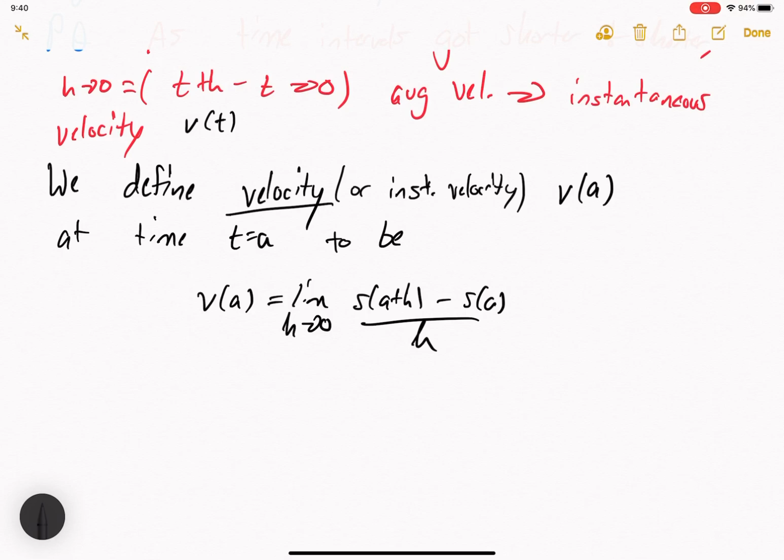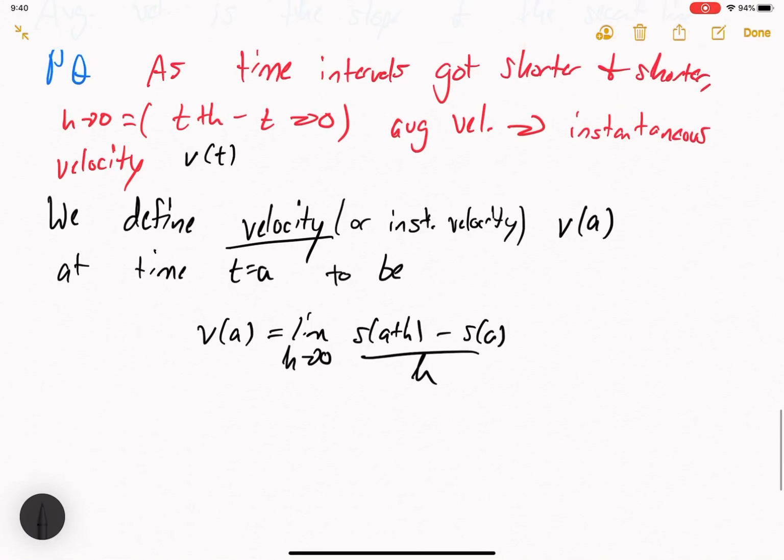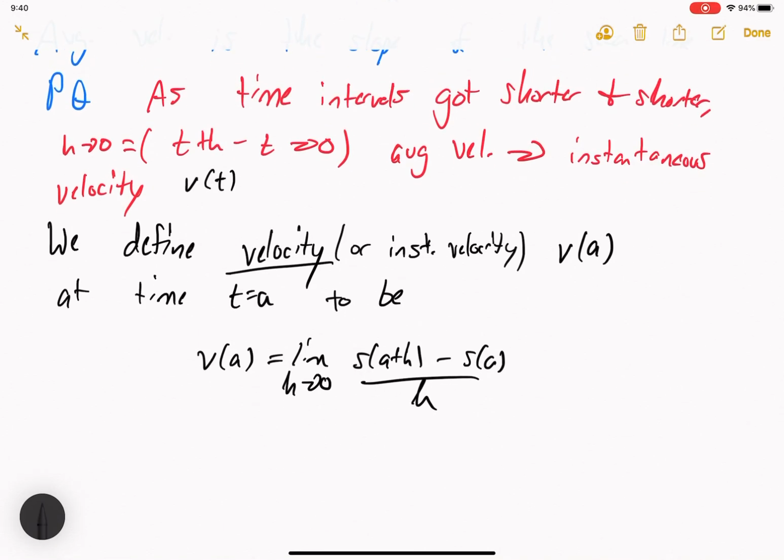So remember, when I was looking through the notes, they were using two different kinds of notation. Either s is equal to s of t, or it's equal to f of t, but it's basically the same thing. The idea is that you're treating the displacement as a function.